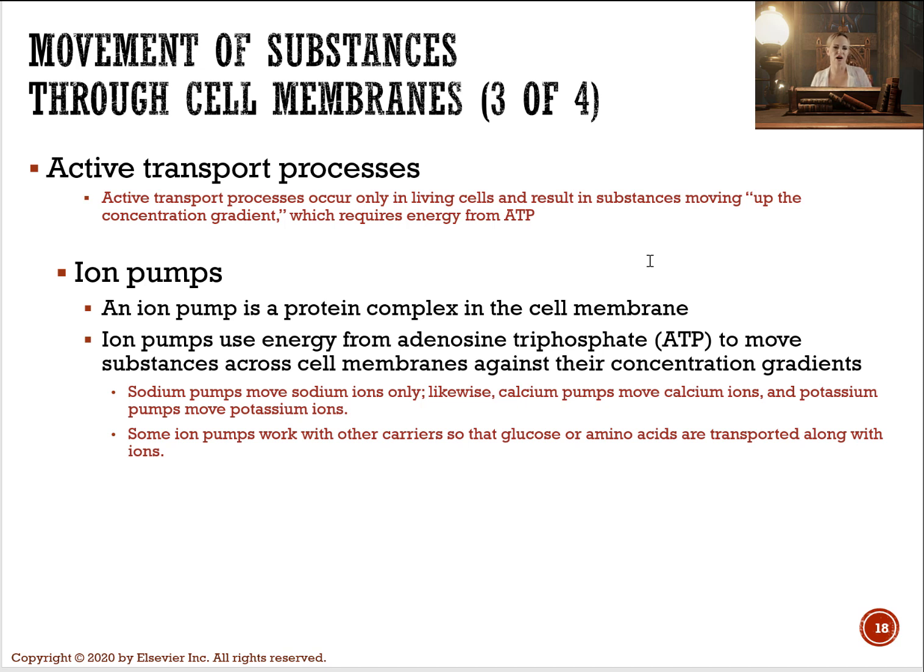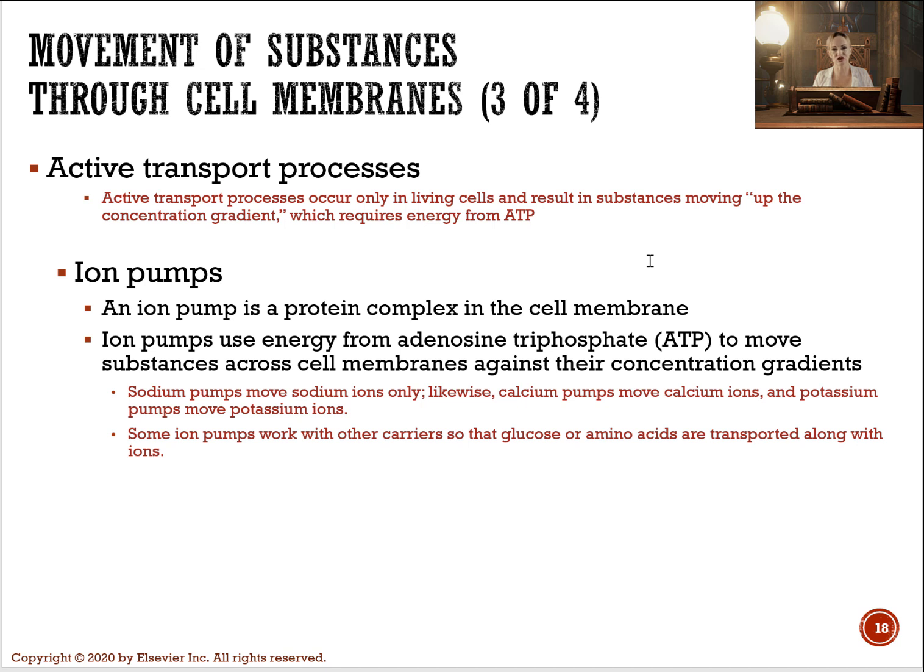So I want to go into our active transport processes now. Active transport processes occur only in living cells, and the result is substances moving up the concentration gradient. So it's no longer going from a high concentration to a low. In active transport, we're going from a low concentration to a high. Because we're going against that gradient, we're trying to push our way in, it requires energy from something called ATP.